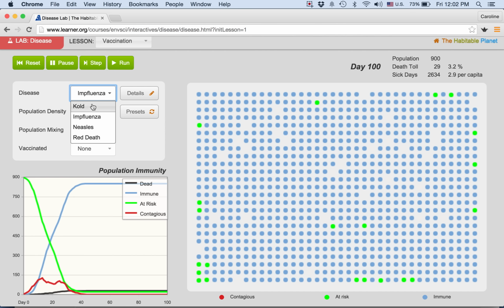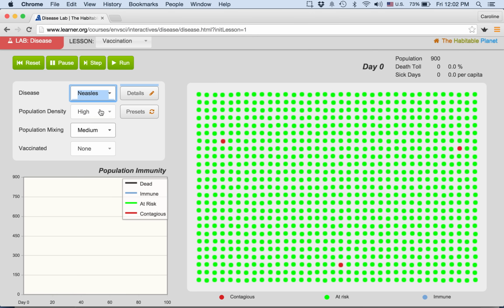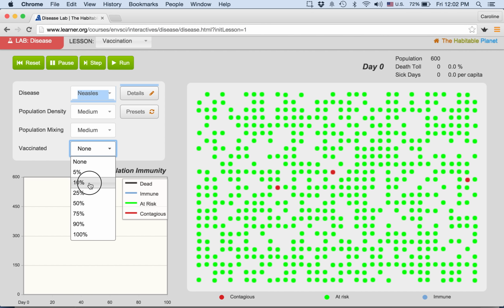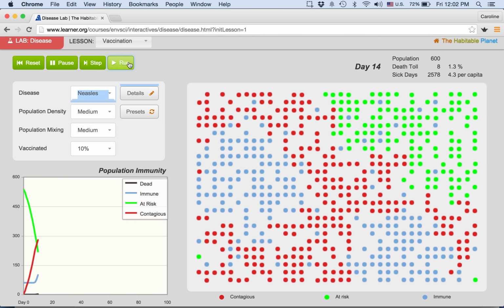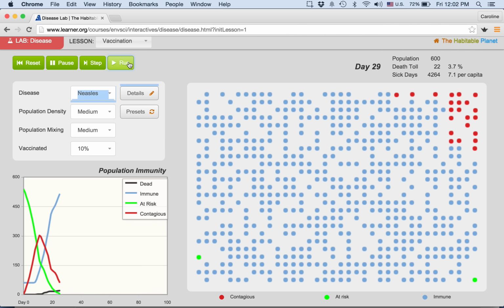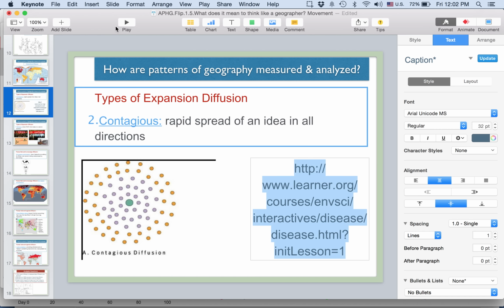Let's do measles here, right? And we said our population density is medium, and let's say that 10% of the population is vaccinated. So again, we just see the rapid expansion of that disease, right? Although that's nice, it looks like a lot of people were immune on that one. Anyway, so we've got the contagious diffusion.